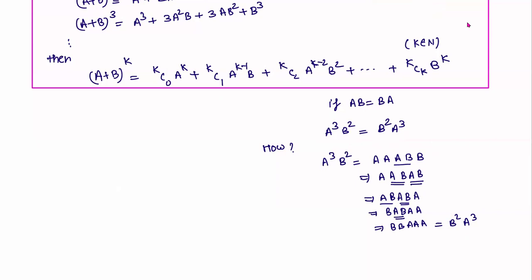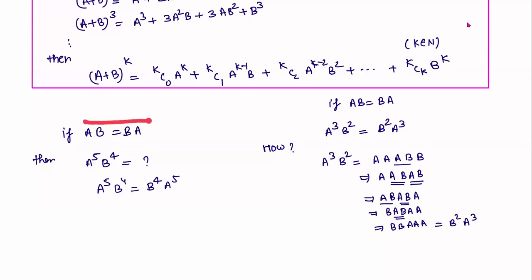Yes, sir. So if I say if AB equals BA, then what is A power 5 into B power 4? Sir, B power 4 into A power 5. Very good. That we have B power 4 into A power 5. But that thing happens only when? Sir, when matrices are commutative. Means AB equals to?